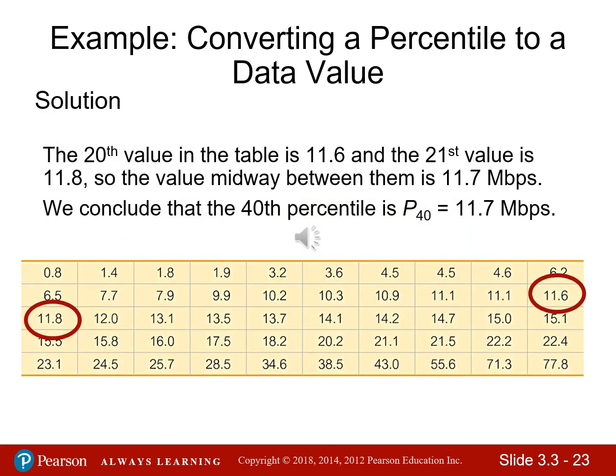The 20th value in our table is 11.6, and the 21st value in our table is 11.8. So we add 11.8 to 11.6 and then divide by 2. So 11.7 megabits per second is the 40th percentile of our data set.